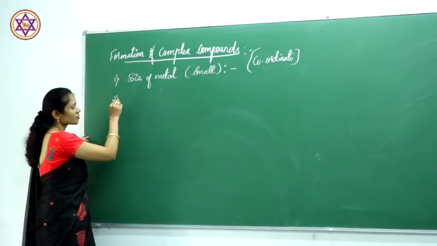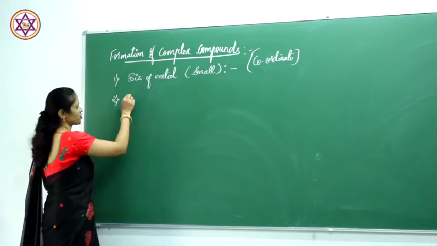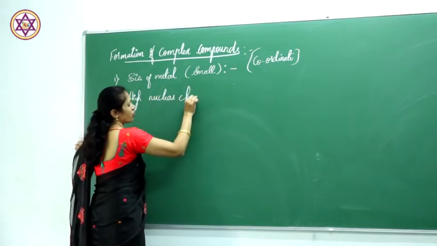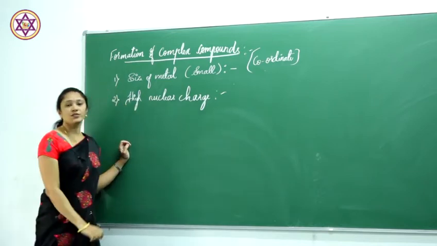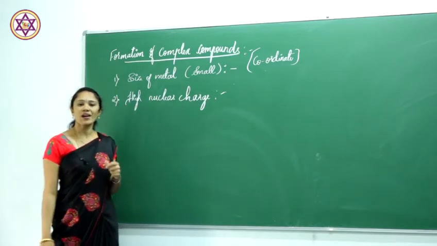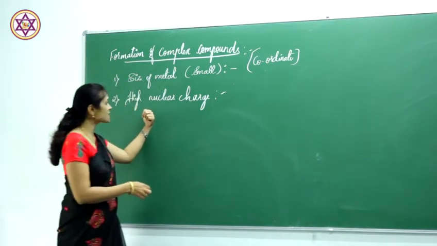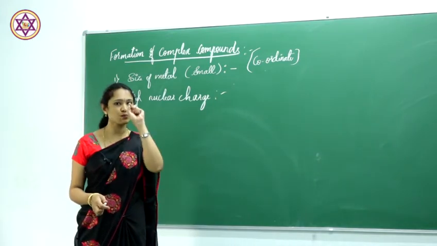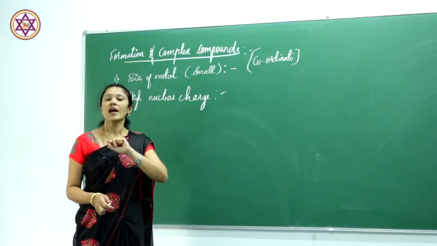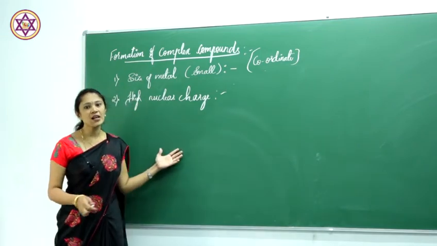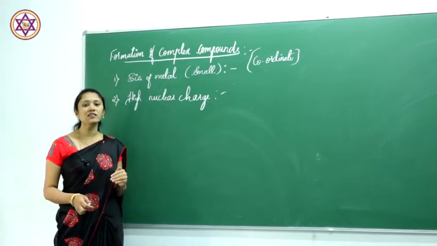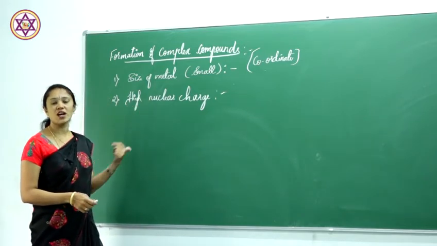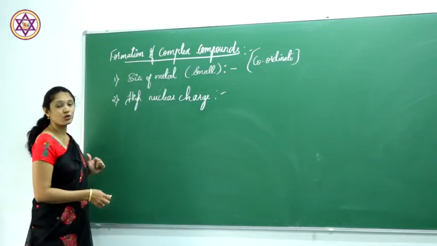Second point is they should have high nuclear charge, or charge density. Why should it be high? You all know that the central metal atom is always positive in nature, and the ligands come and attach to the central metal atom, and those ligands act like negative charges. Therefore, the density of charge should be very high for the formation of complex compounds.